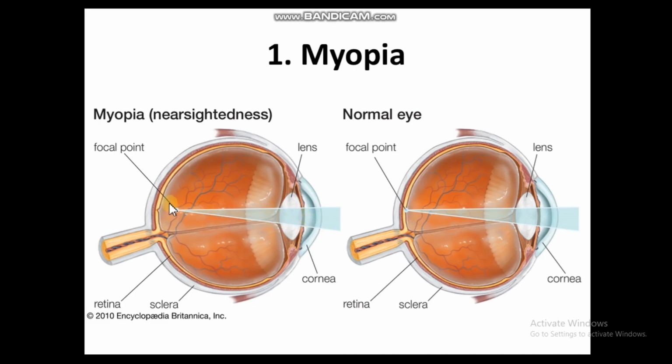So this is our retina. Here you can see the image is formed in front of the retina, not on the retina. We know that when the image is formed on the retina, it is clear, and when it is not on the retina, it is not clear, it is a blurred image. So here it will be a blurred image because it has formed in front of the retina. In a normal eye, the image is formed on the retina, and in case of myopia, the image is formed in front of the retina.